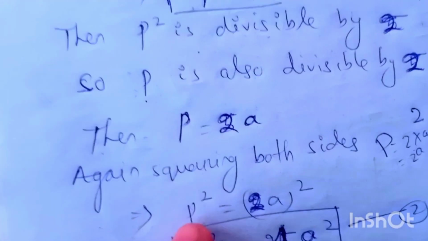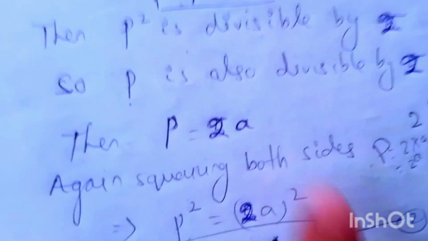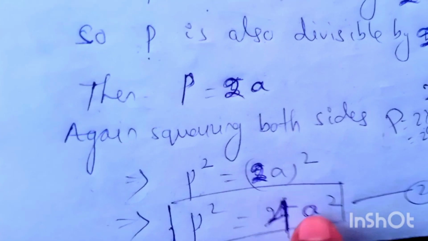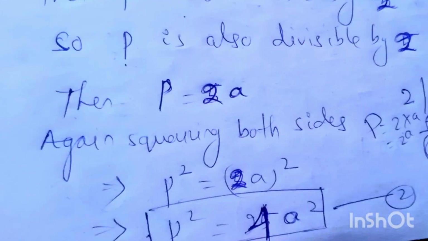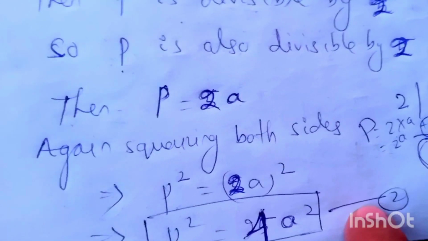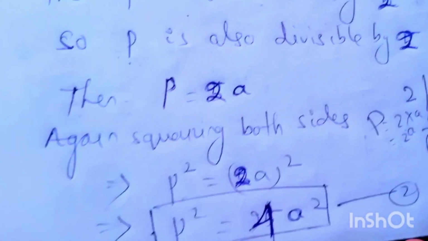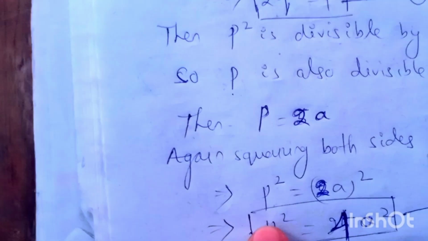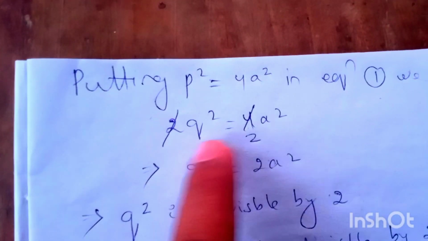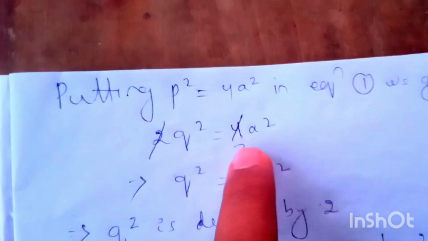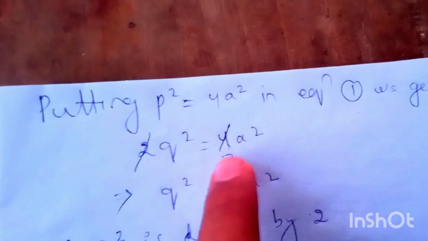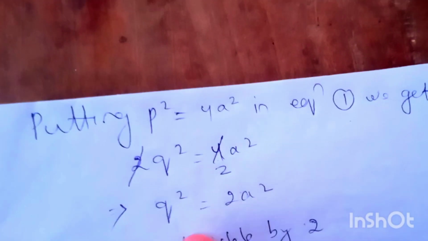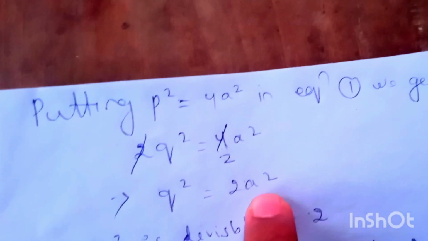Now again squaring both sides, we get p square equals 2a whole square, which implies p square is equal to 4a square. Keep this in a bracket and call it equation 2. If we put this value of p square here, we get 2q square is equal to 4a square. If we cancel 2 and 4, we get 2 here. This implies that q square is equal to 2a square.